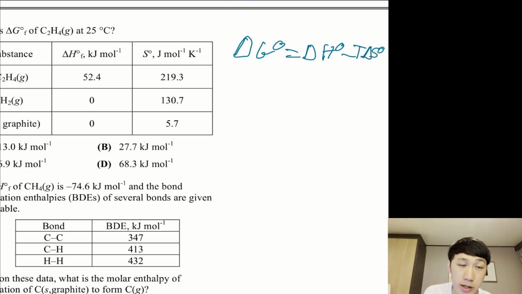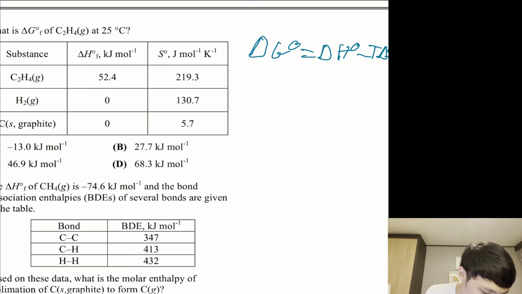And we're going to calculate delta H naught and delta S naught the same way we did before, which is product minus reactants. But first, let's write out the equation for what's going on. So we are forming ethene from its most stable elements. So that would be carbon in its graphite form. Graphite.